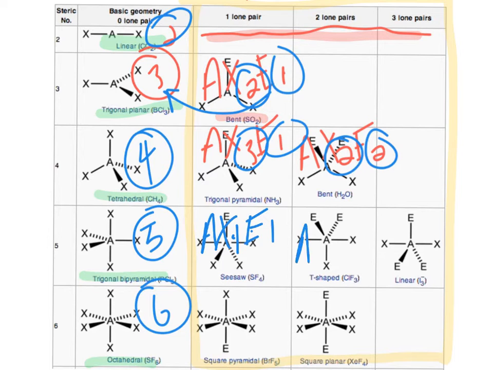In this case we're going to have an AX3E2, and then finally we're going to have an AX2E3, and they all add up to 5. And just like the next one for 6, that's going to be a 5 and a 1, and a 4 and a 2.